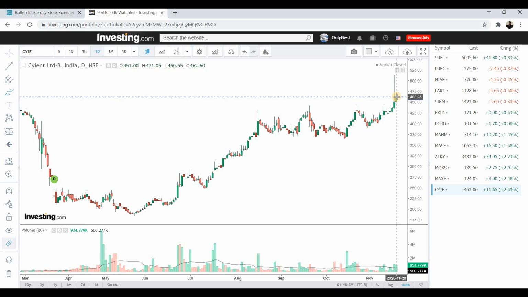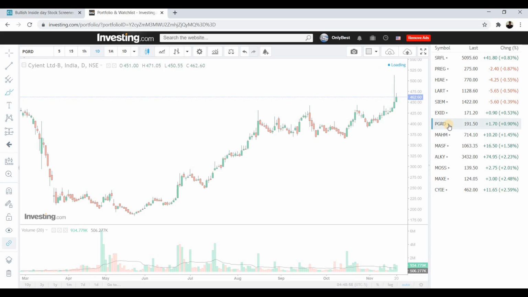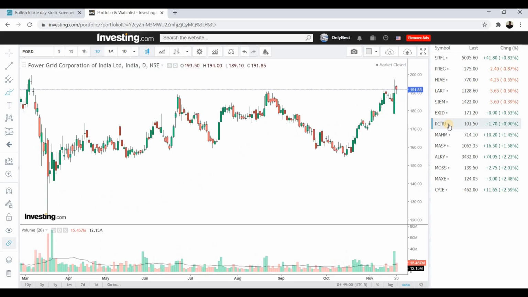And do not carry the position over to the next day. I am telling you, and I am emphasizing this point, because I have seen people getting profit, and for more profit they carry their position and then lose out on everything. So we have only shortlisted this Cyient and Power Grid. Only these two stocks.